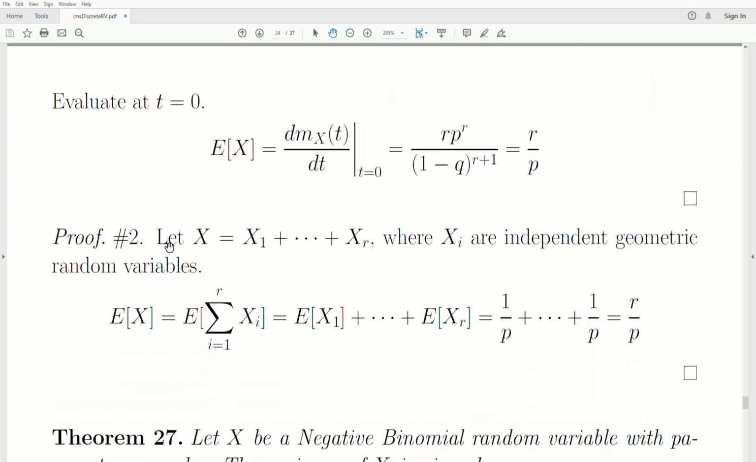Now, a second proof is if we let x equal the sum of these r independent geometric random variables, then the expected value of x is the expected value of the sum of these independent geometric random variables.